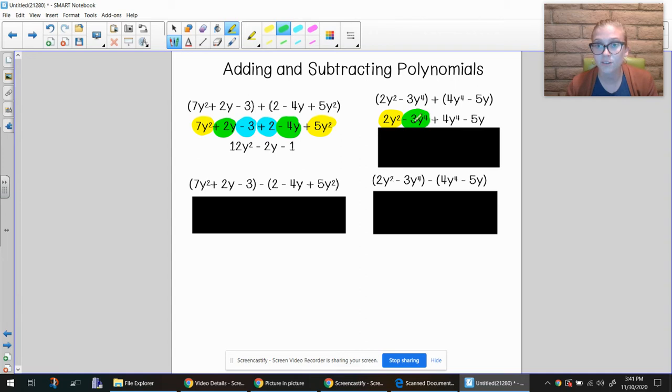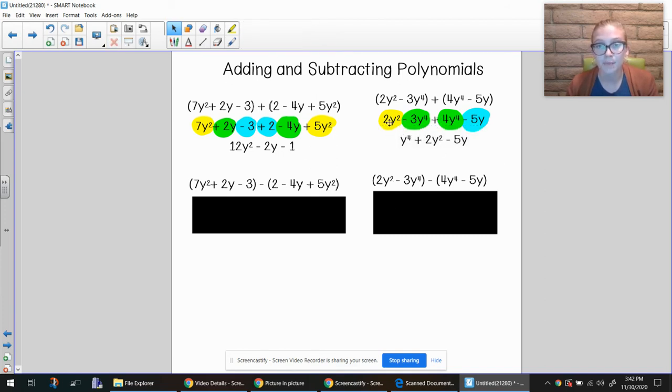Then we have negative 3y to the fourth and 4y to the fourth. Those will combine because they're both y to the fourths. Then we have minus 5y. There's nothing that combines with that. When I rewrite this, I'm going to write this in standard form. So I want the terms with the biggest exponents to come first. So negative 3y to the fourth plus 4y to the fourth is 1y to the fourth, or just y to the fourth.